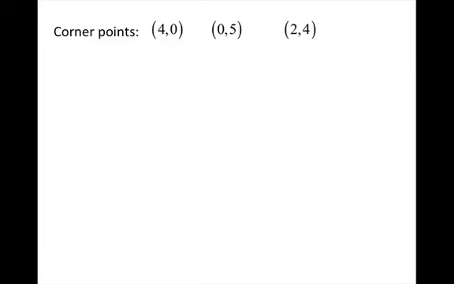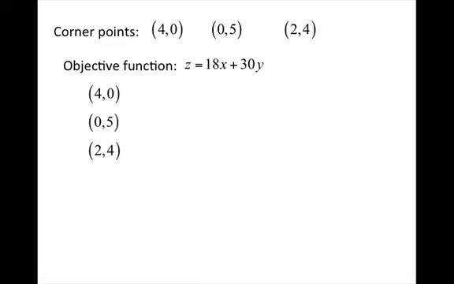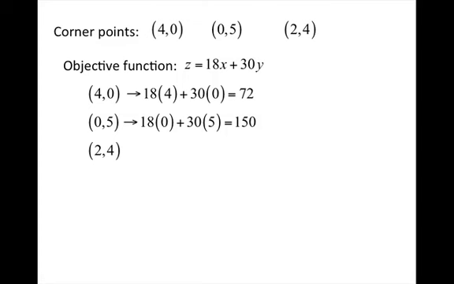Now to find my maximum and minimums, I take each of these corner points and plug them into my objective function. The objective function was z equals 18x plus 30y. So I just listed my corner points. If I plug in the (4, 0), I get 18 times 4 plus 30 times 0. And this gives me a 72. Then if I plug in the (0, 5), I get 18 times 0 plus 30 times 5, and this equals 150.